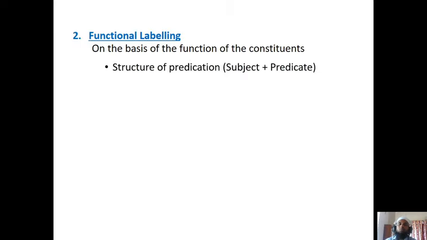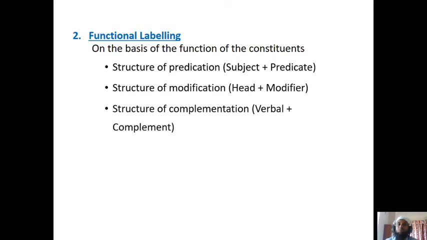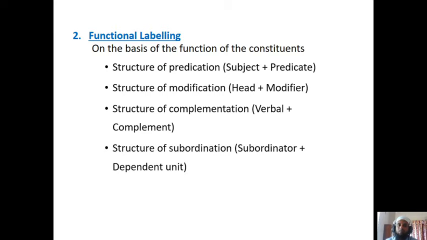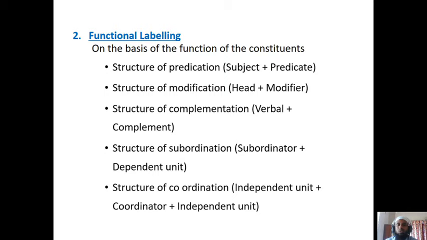You can also use functional labeling on the basis of the function of the constituents, whether it's a subject or a predicate, whether it's a modifier or a head, whether it's a verbal component or a complement, or it can be a subordinator or dependent unit. So it can be the structure of coordination, like independent unit, coordinator, and independent unit. So you can use functional labeling or grammatical labeling.